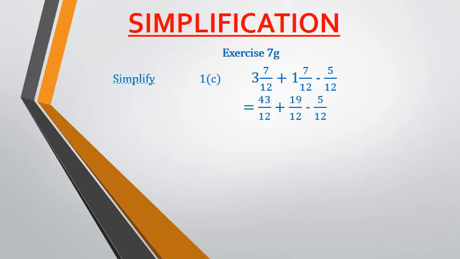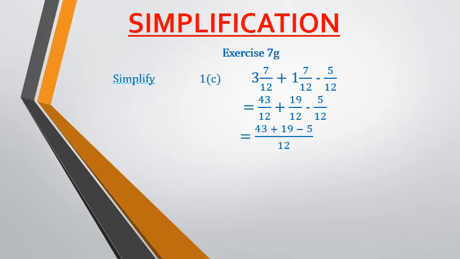But two of the fractions are mixed fractions, so we need to change those two fractions into improper fractions. So 3 7/12 will become 43/12, and 1 7/12 will become 19/12. So now we have 43/12 plus 19/12 minus 5/12.